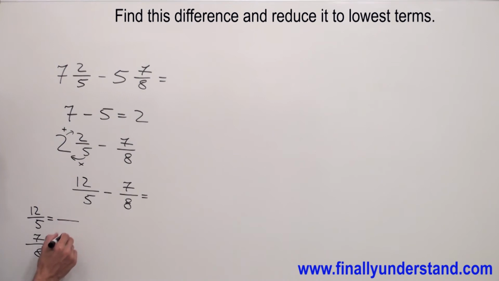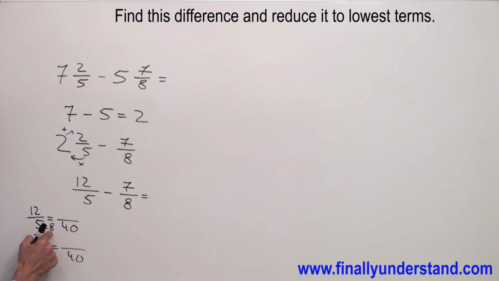The common denominator, we said, is equal to 40, because 40 is divisible by 5 and 40 is divisible by 8. This is the lowest common denominator. This is the lowest number which is divisible by 5 and divisible by 8. By what number do I have to multiply 5 to get 40? I have to multiply by 8. 5 times 8 gives me 40.